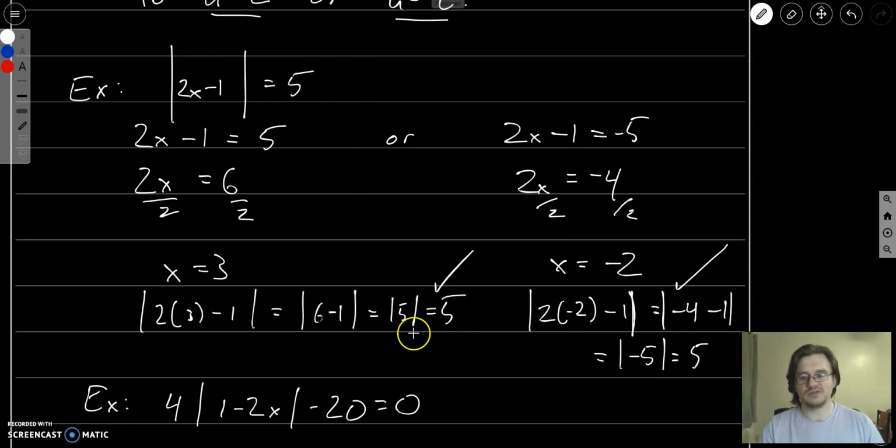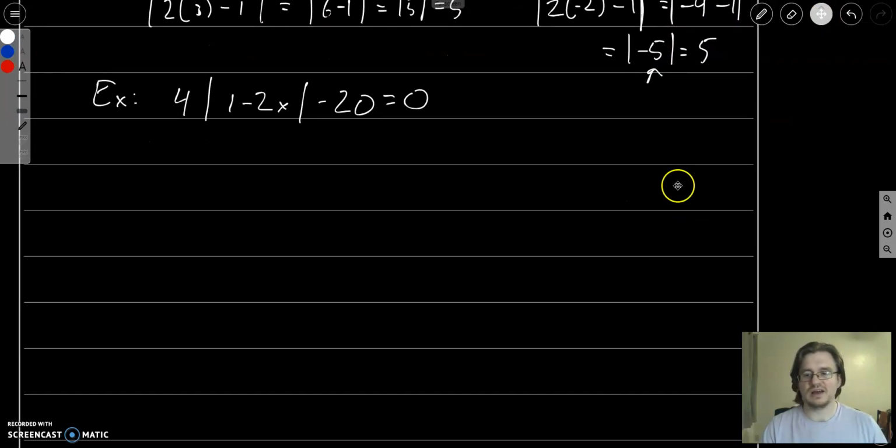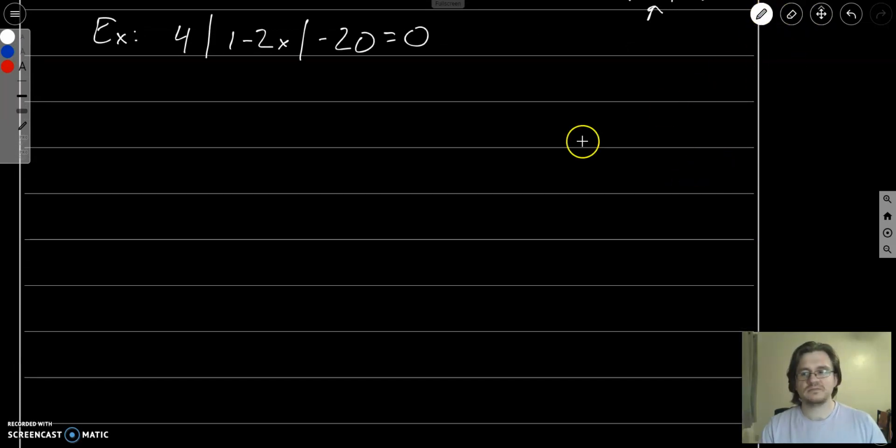Both of these are true, and what you'll notice is that one gives the absolute value of 5, and the other gives the absolute value of negative 5, hence 2 solutions. Let's look at one more of these.